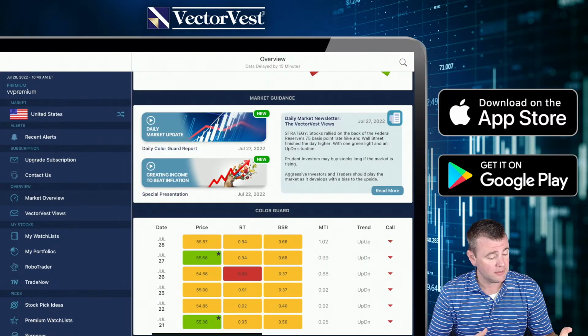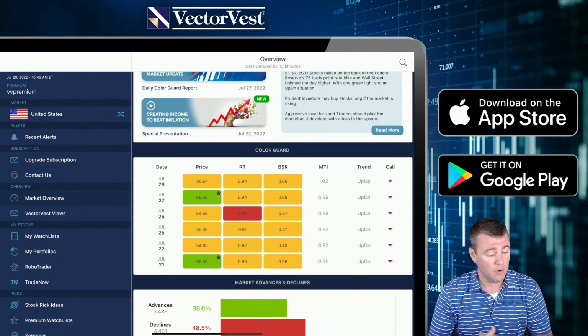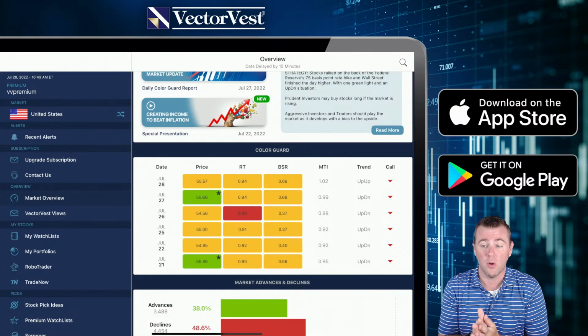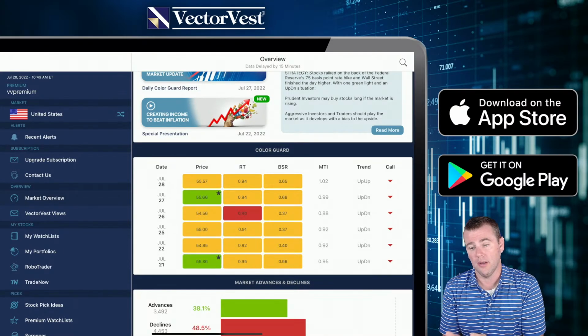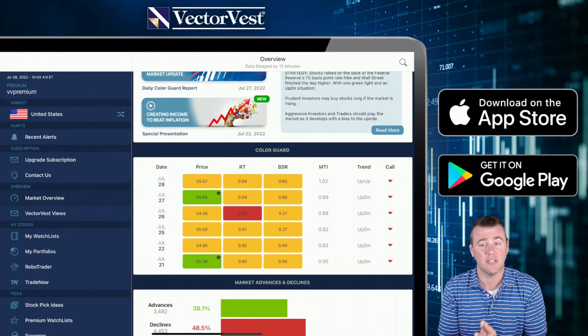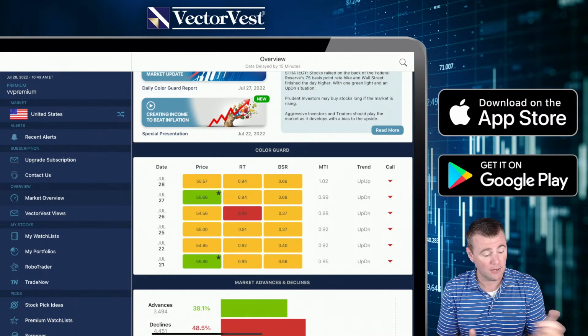And then if we scroll down, taking a look at the color guard, well, we're bouncing around right now from one green light down to three yellow lights. So we're going to be seeing us teetering here, it looks like, here today. Right now, we're back to 3 yellow lights.